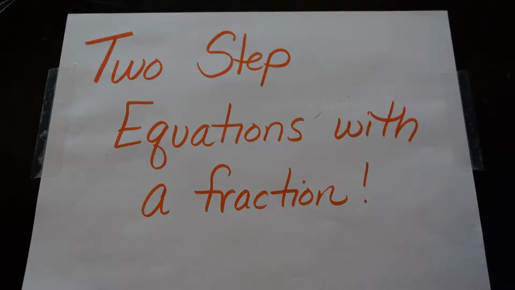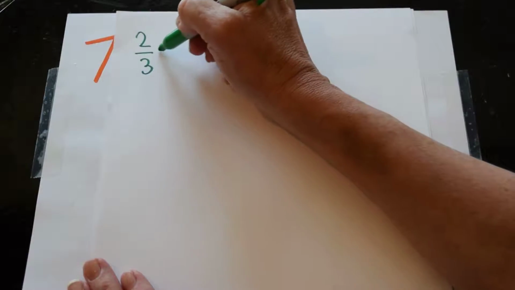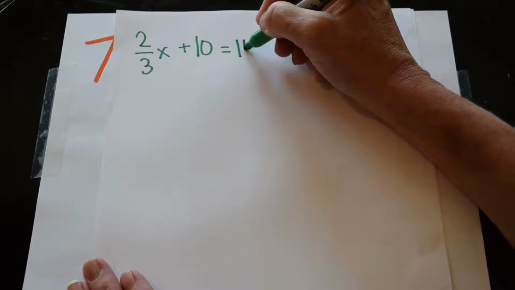Ready? Two-step equations with a fraction is what we're going to learn about today. We're going to do two quick examples in this video. Please feel free to pause, stop, or do whatever you need to do as you're working through your own problems. The first one is going to be 2/3 x plus 10 is equal to 14.